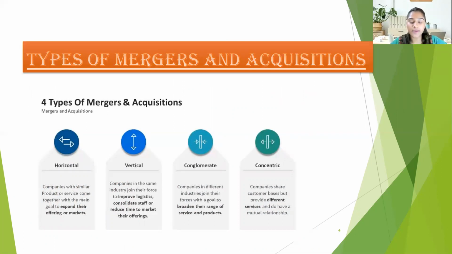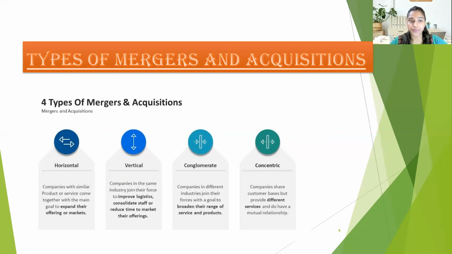So there are four types of merger and acquisition. First is horizontal merger. This kind of merger exists between two companies that compete in the same industry segment. Second, vertical merger. A vertical merger is a kind in which two or more companies in the same industry but different fields combine in business.